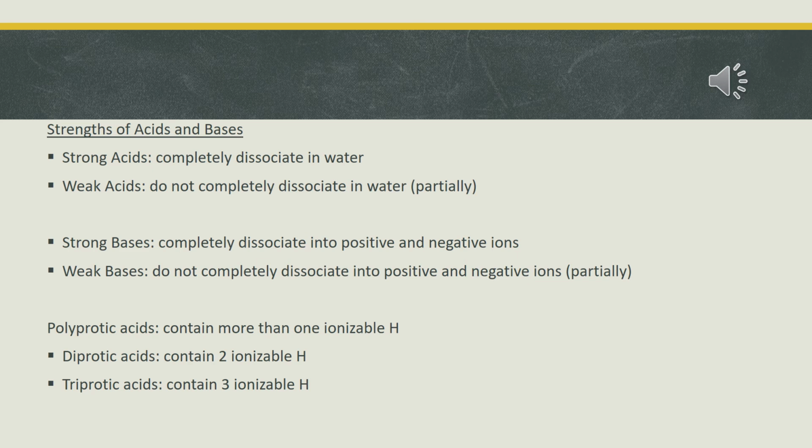We also have some things called polyprotic acids. Poly means many, protic means protons. And remember from Bronsted-Lowry, a proton is an H+. So many H pluses. So polyprotic acids contain more than one ionizable hydrogen. If it has two, like sulfuric acid, H2SO4, it will be diprotic. If it has three ionizable hydrogens, like phosphoric acid, H3PO4, then it's a triprotic acid. Off this slide, write down diprotic acids, triprotic acids, and polyprotic acids.